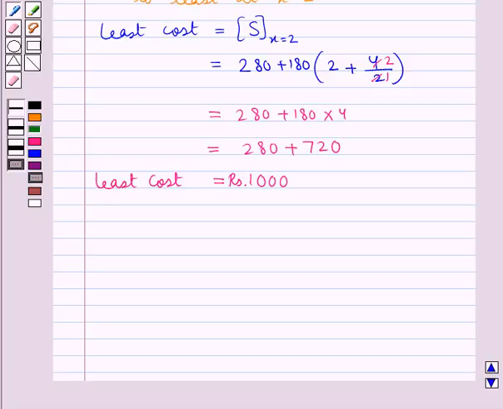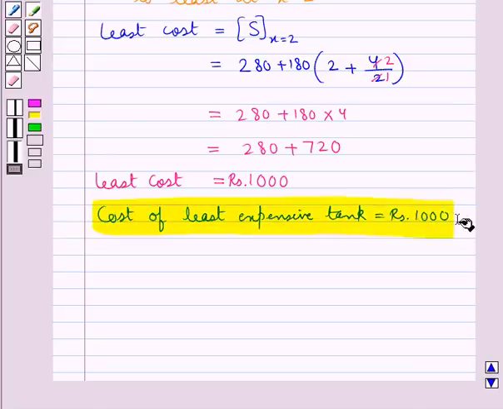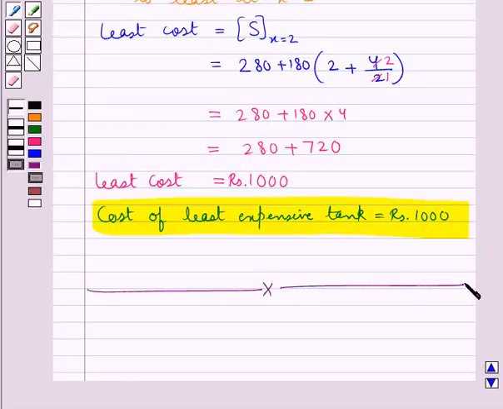Or you can say that the cost of least expensive tank is equal to rupees 1000. So this is our final answer. With this we complete the session. Hope you have understood the solution of this question.